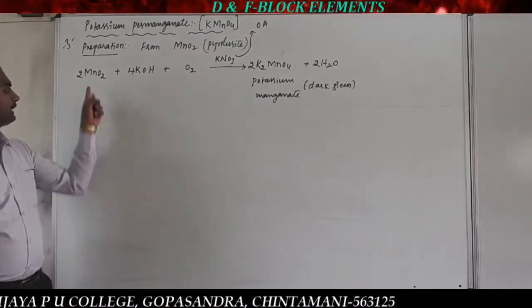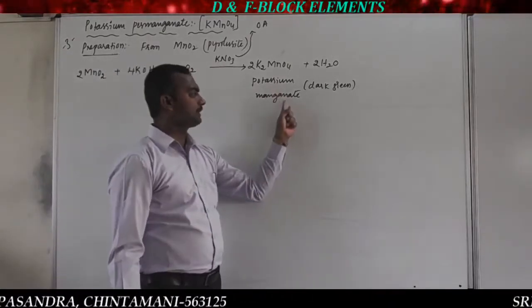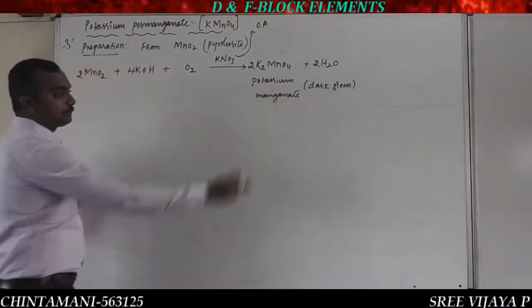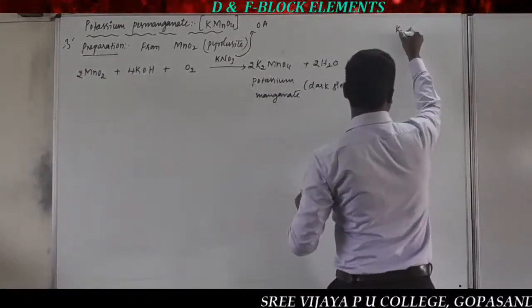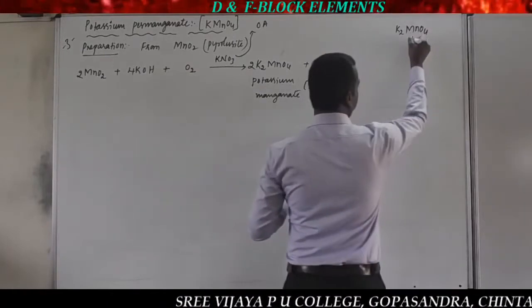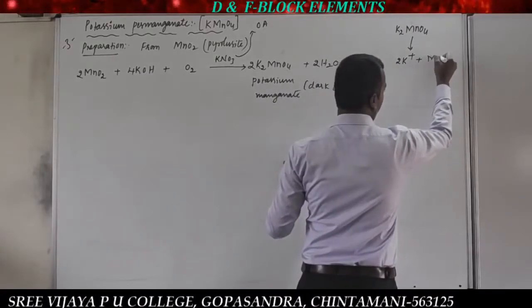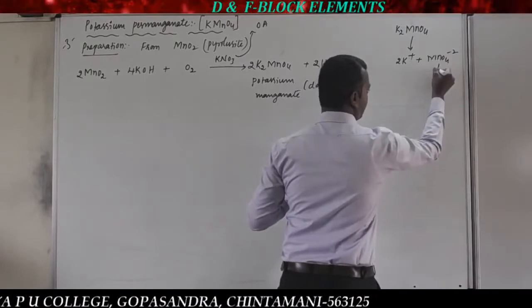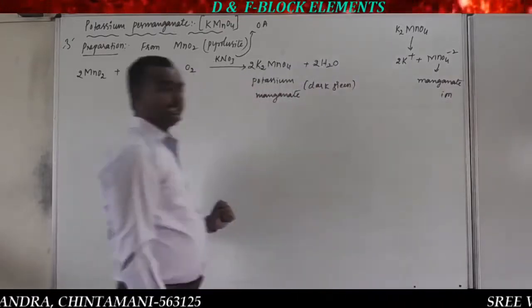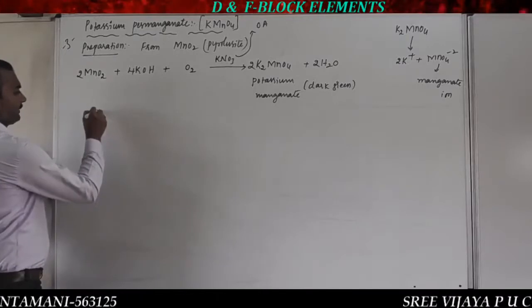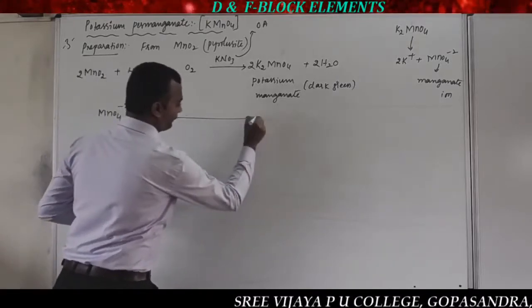So pyrolusite mineral, MnO2, fused with KOH in the presence of the oxidizing agent potassium nitrate, gives potassium manganate, which is dark in color. But I do not want potassium manganate, I want potassium permanganate. Now taking the ionic form, K2MnO4 is written as 2K+, since potassium is an alkali metal with charge plus, and MnO4 2-. This is called the manganate ion. I am taking the ionic form. This manganate ion, in the second step, undergoes disproportionation. This is very important.